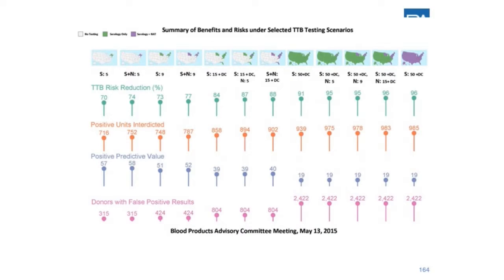And again, I'm not going to go into detail on this slide, but this was our way of trying to summarize what we learned from this analysis. We looked at 4 key outcomes: the risk reduction for transfusion-transmitted babesiosis from the baseline of no testing, the number of positive units that were interdicted, the positive predictive value of the testing, and the number of donors with false positive results. And the point that I want to emphasize here is that we were able to demonstrate what trade-offs there were between risk reduction and reduced positive predictive value as you expanded the number of states in which you were conducting the testing.